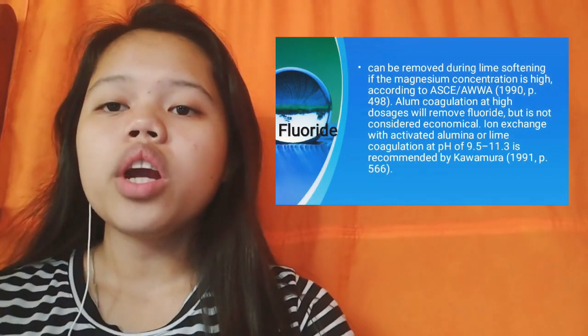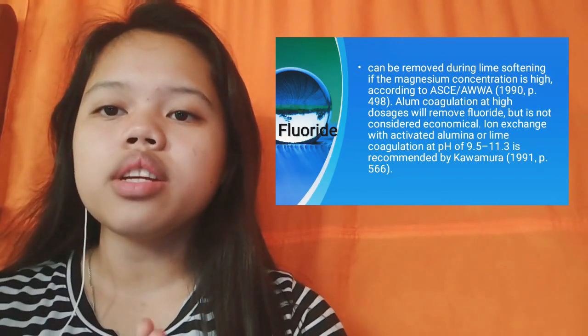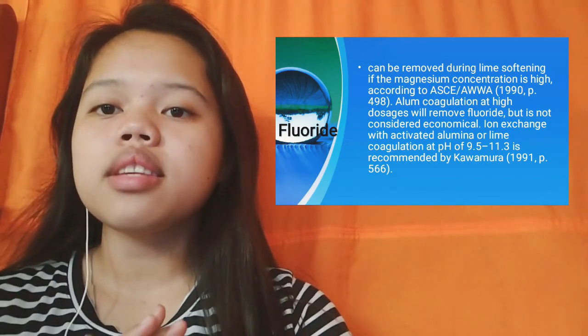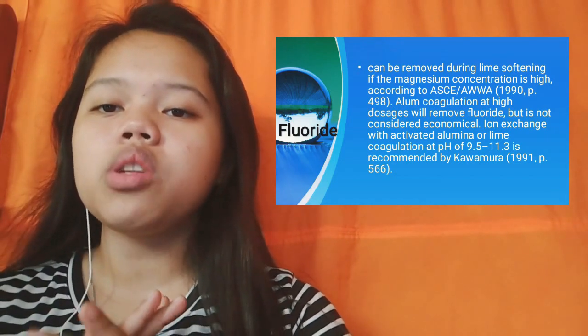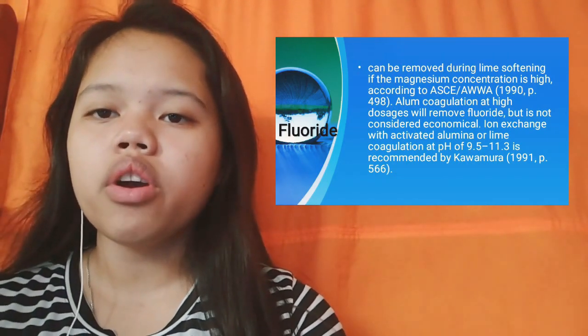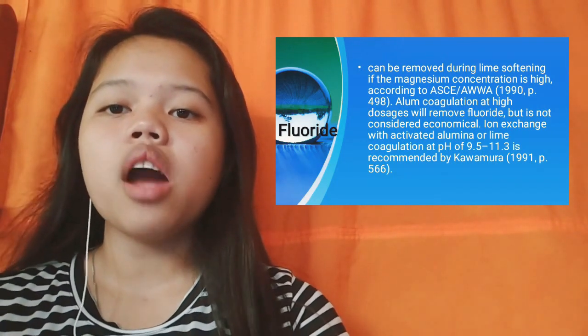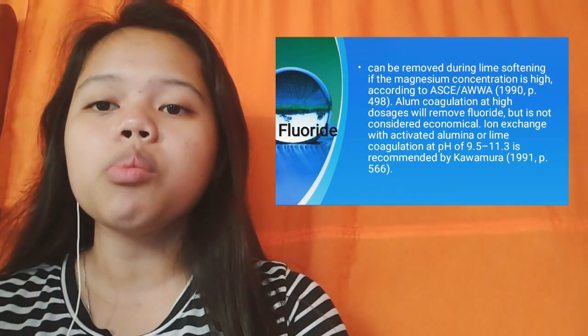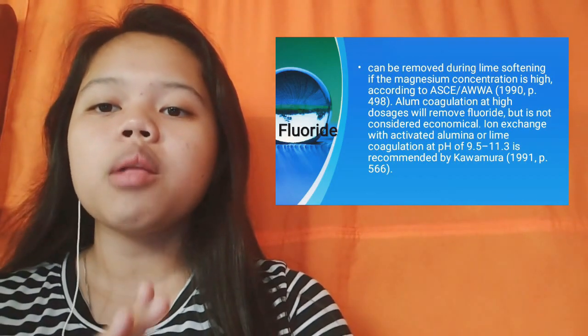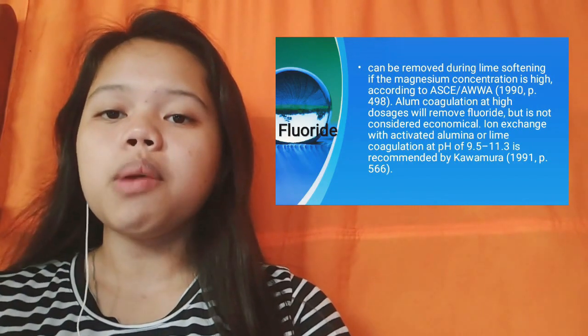Fluoride. Fluoride can be removed during lime softening if the magnesium concentration is high, according to ASCE/AWWA. Alum coagulation at high dosages will remove fluoride, but it is not considered economical. Ion exchange with activated alumina or lime coagulation at pH of 9.5 to 11.3 is recommended by Kawamura.